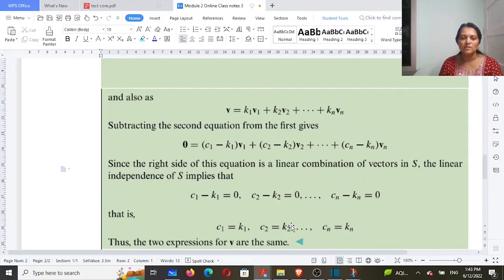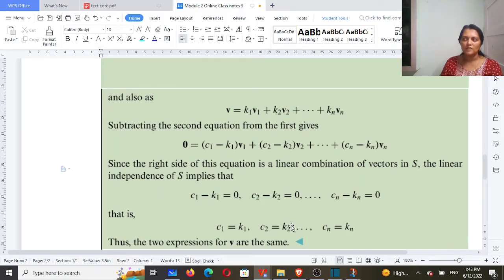The linear independence of S implies, since it is a basis, it is linearly independent also, that each coefficient of the vectors v1, v2, etc. vn is 0. So c1 minus k1 equal to 0, c2 minus k2 equal to 0, etc. cn minus kn equal to 0. That is, c1 equal to k1, c2 equal to k2, etc. cn equal to kn. That's the expression for v are the same.